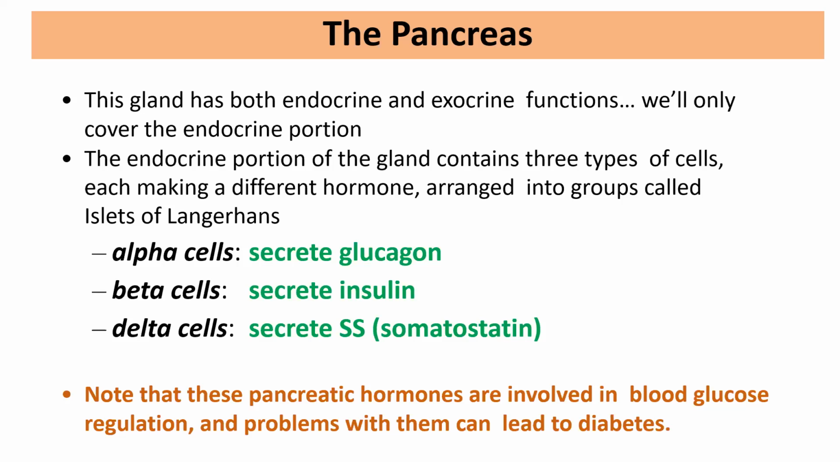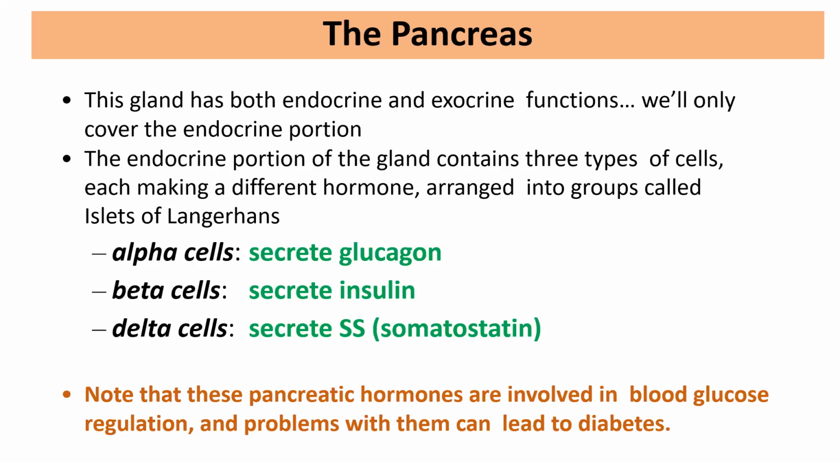So we are only going to be worrying about endocrine in this part, and there are 3 different types of cells. It's extremely important, something you might already know. There are 3 different types of cells, and each makes a different hormone. Collectively, they regulate the blood glucose level. They are arranged into groups called islets of Langerhans. Alpha cells make glucagon, beta cells make insulin, and the last one, delta cells, make somatostatin.